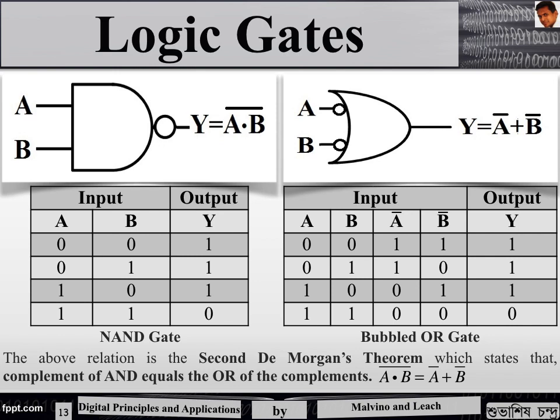Moving on to the second De Morgan's theorem, this states that the complement of AND equals the OR of the complements. Hence, the NAND gate can be equated using a bubbled OR gate, that is, an OR gate with complemented inputs. So if we compare both the truth tables, we find that they are same, and this proves the second De Morgan's theorem.